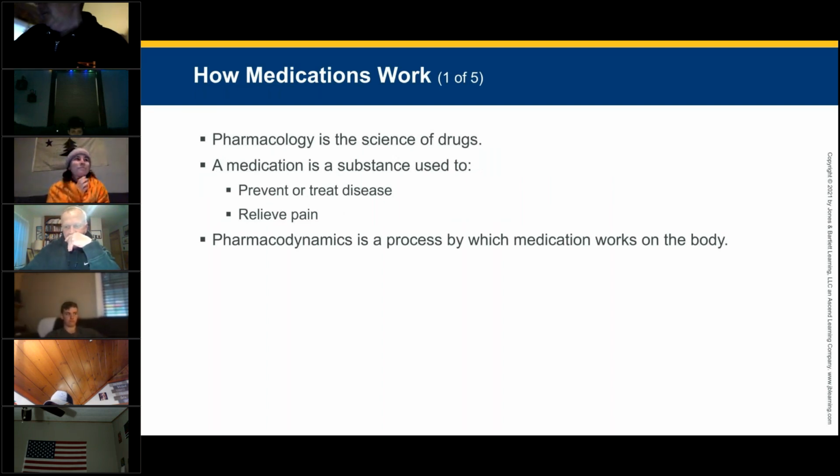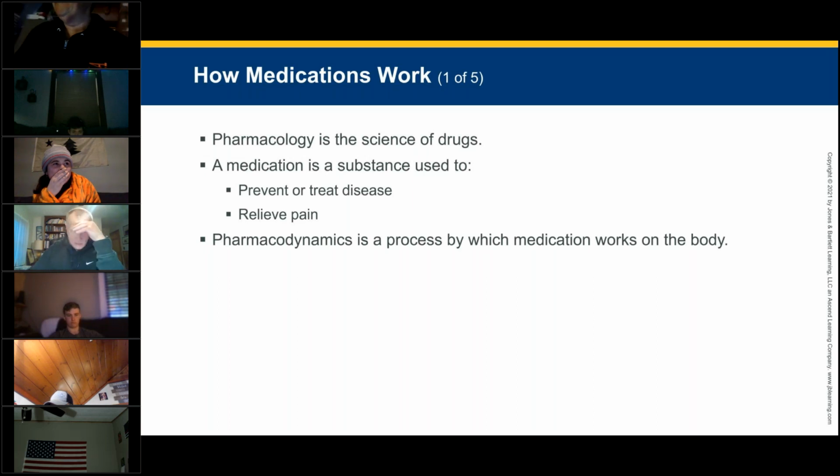Pharmacology is the science of drugs, including their ingredients, preparation, uses, and their actions on the body. A medication is a substance used to treat or prevent disease or relieve pain. The phrase pharmacodynamics is the process by which a medication works on the body. A medication can either produce an effect or block the receptors to prevent other chemicals or medications from binding.